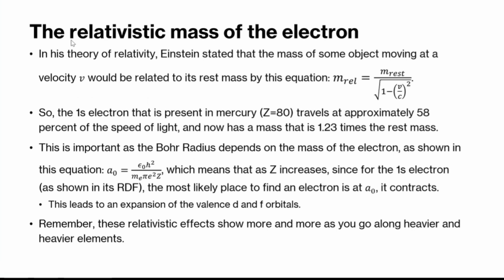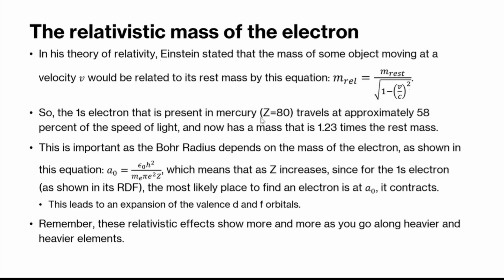So, we're going to mention our most beloved scientist, Albert Einstein. In his theory of relativity, he stated that the mass of some object moving at a velocity v would be related to its rest mass by this equation. So, the mass of the moving object is equal to the mass of the object at rest over the square root of 1 minus the velocity over the speed of light squared. The 1s electron that's present in mercury, which has an atomic number of 80, travels at approximately 58% the speed of light, and also has a mass that is 1.23 times the rest mass.